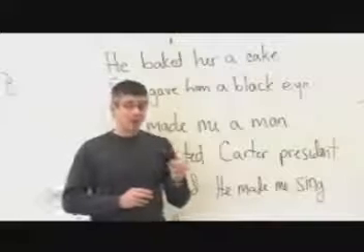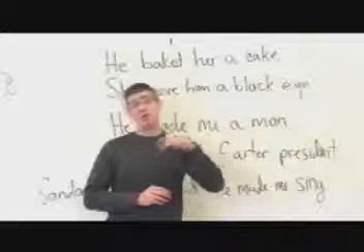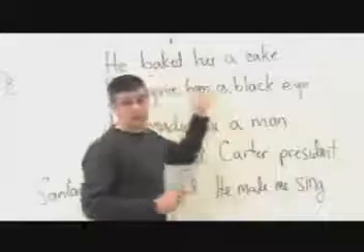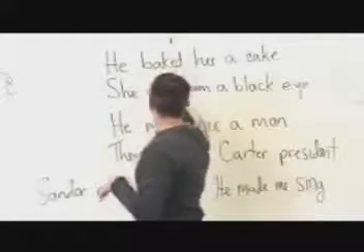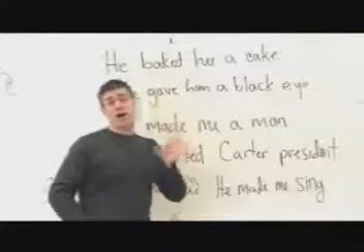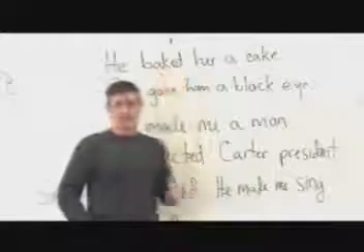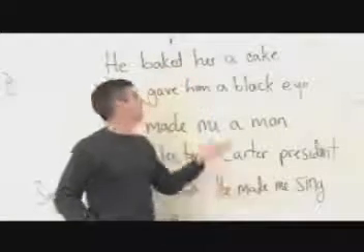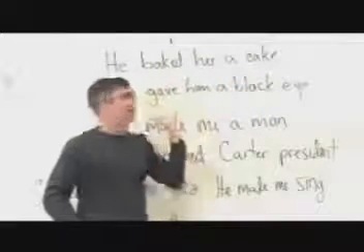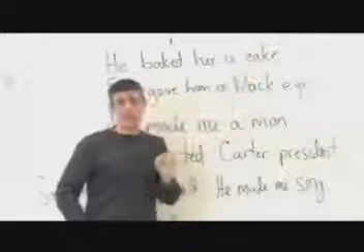The direct object, you will recall, is the thing that is on the receiving end of the action named by the verb. Let's take a look at a sentence. He baked her a cake. Now, the way we find direct objects is we look at the main verb, baked, and we ask, baked what? And the answer here is a cake. He baked a cake. So a cake is the direct object.